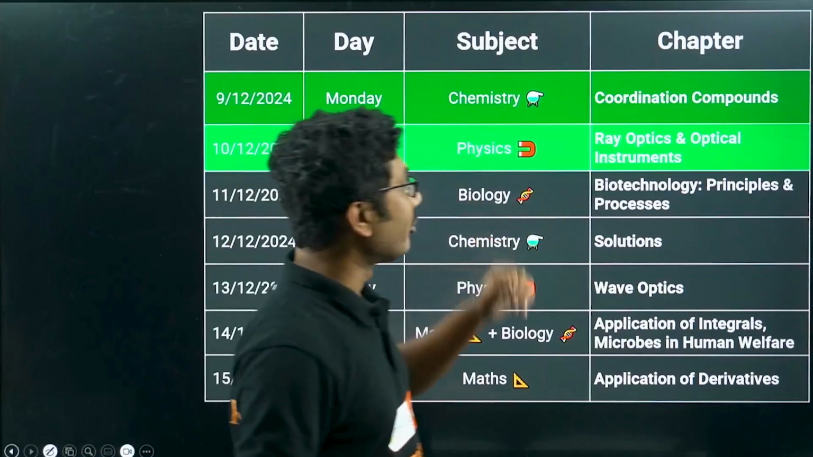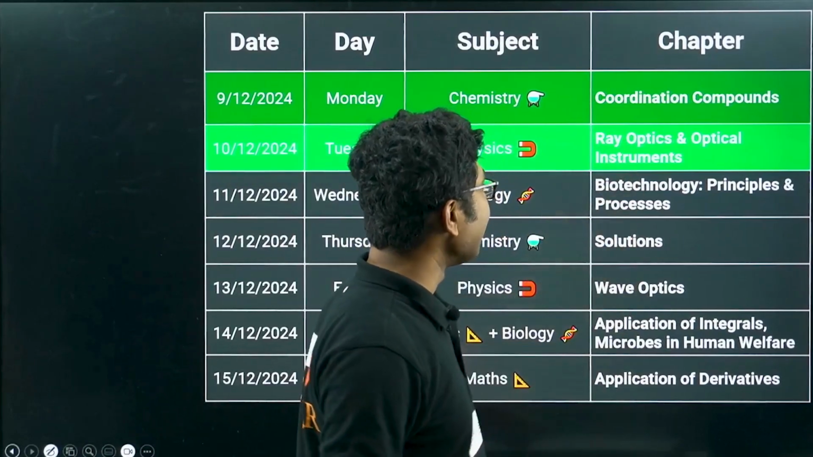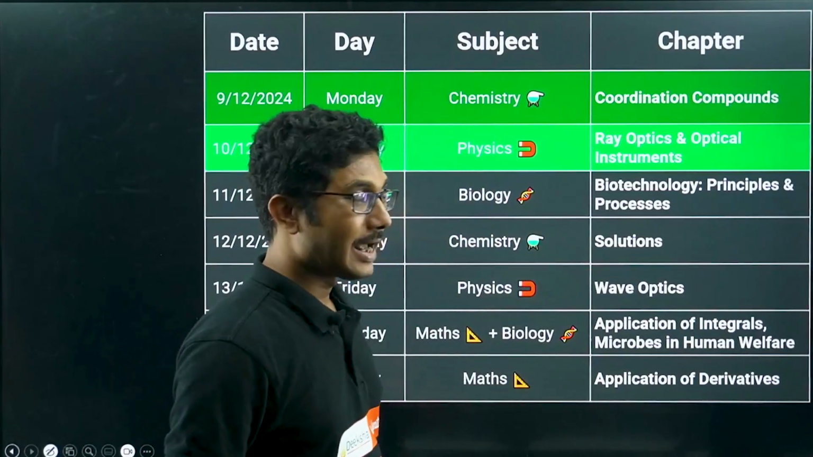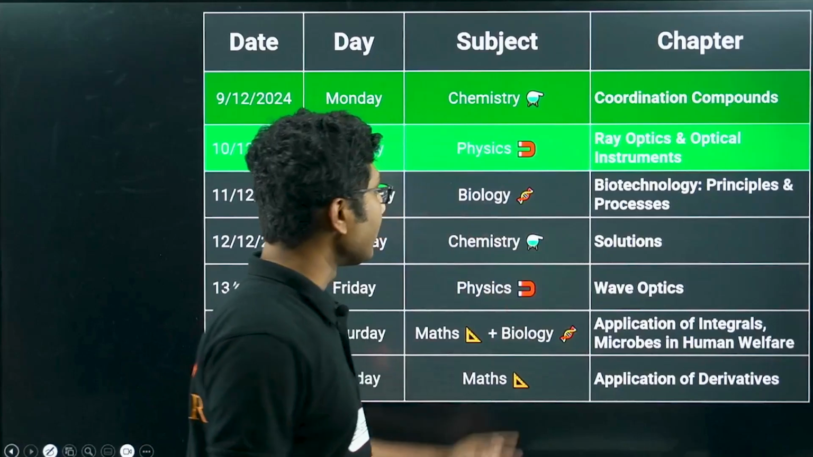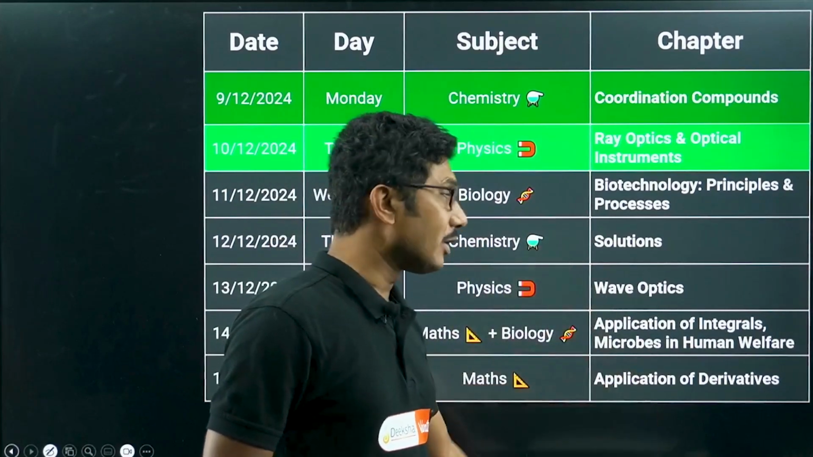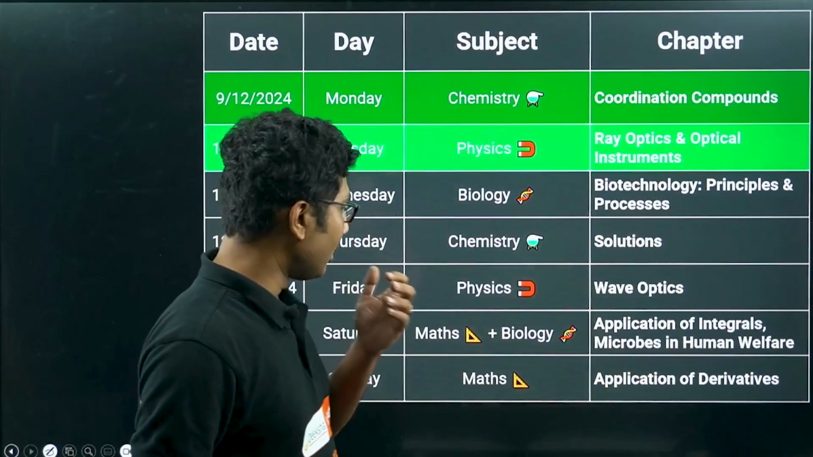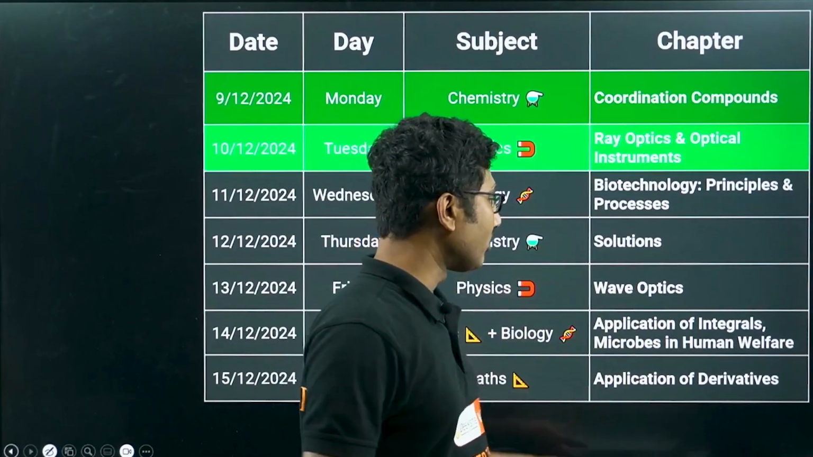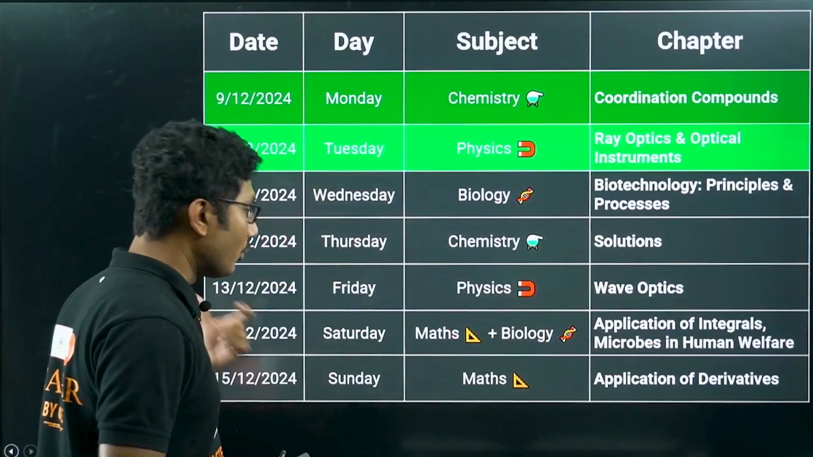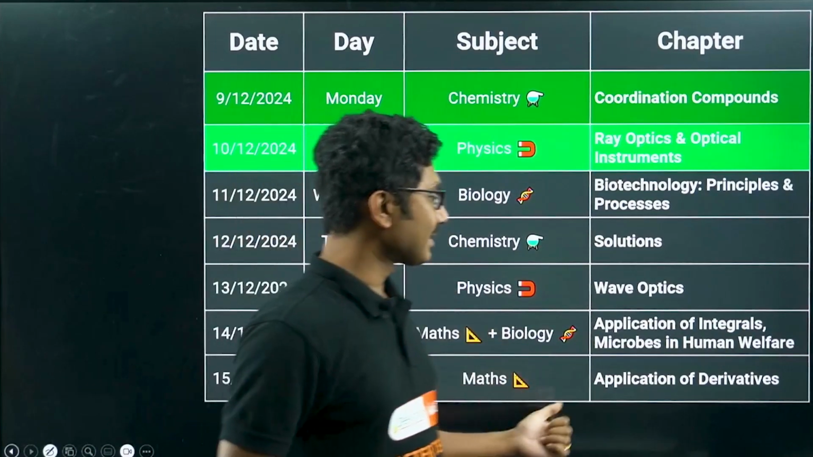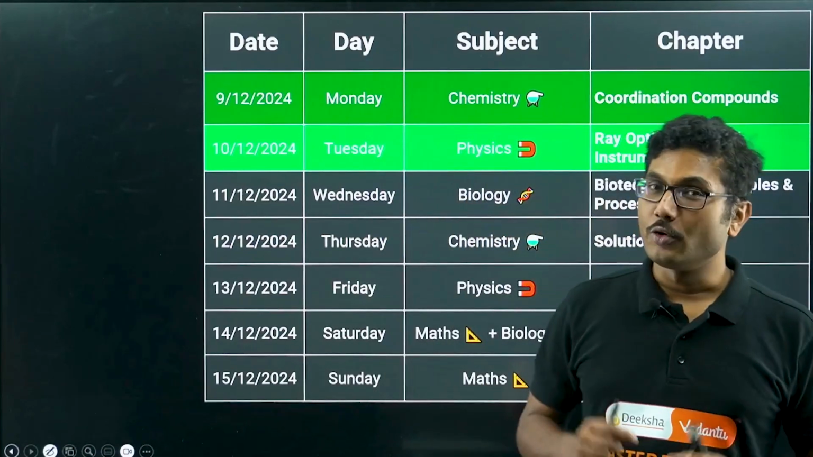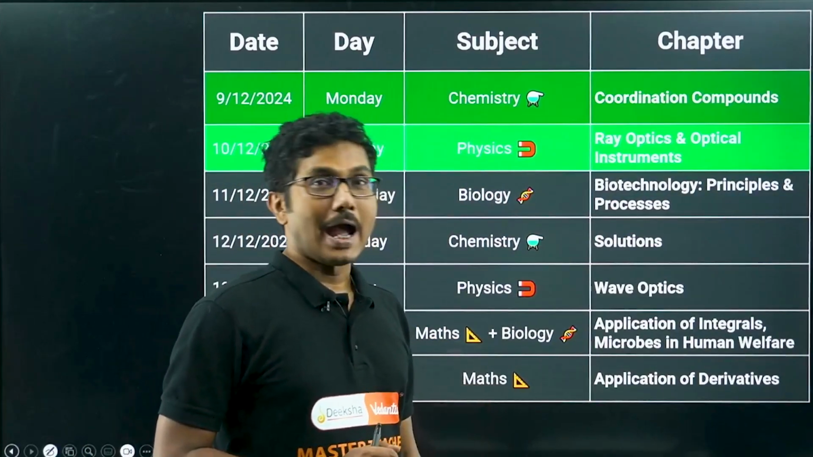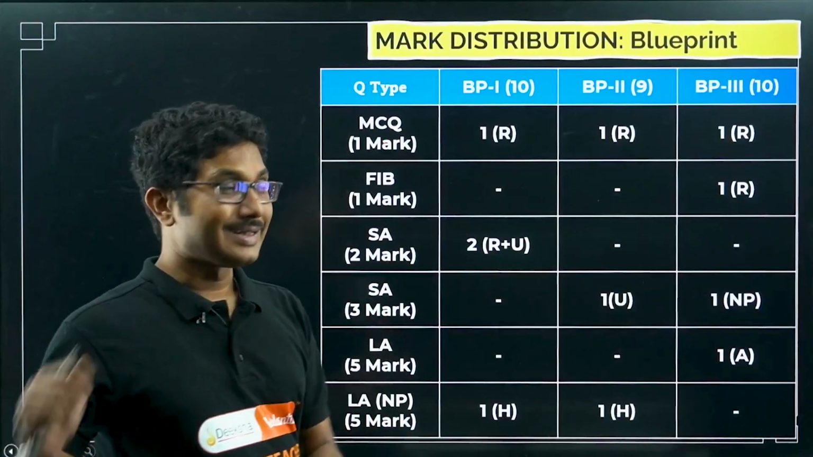So Monday was coordination and compound. Today is Ray Optics and Optical Instruments. Tomorrow will be biology, biotechnology, principles and processes, and again Thursday will be solutions. Physics, we will be doing wave optics on Friday, and Saturday will be biology as well as mathematics class as usual, application of integrals and microbes in human welfare. Next, Sunday only maths class is there, application of derivatives. So I hope you have understood what all the chapters you are going to get in this entire week, and let's look into the blueprint for this current chapter.